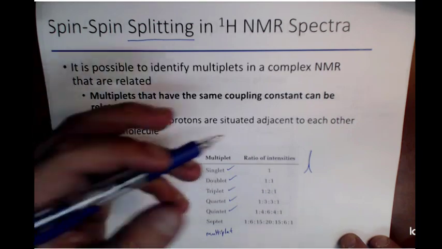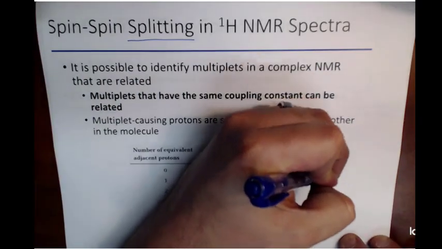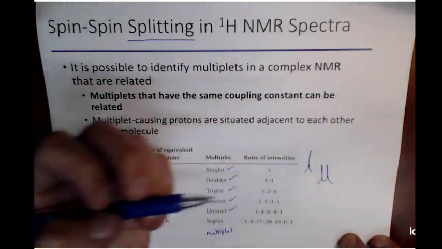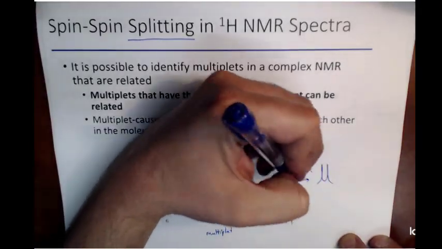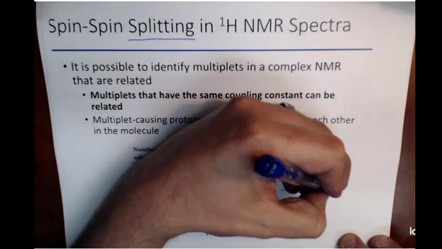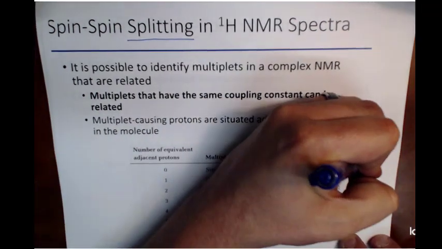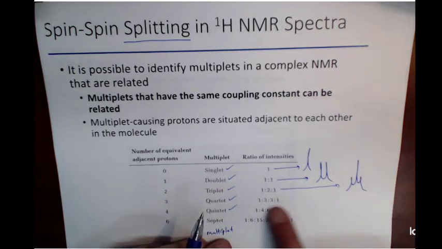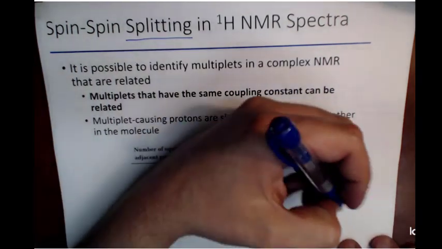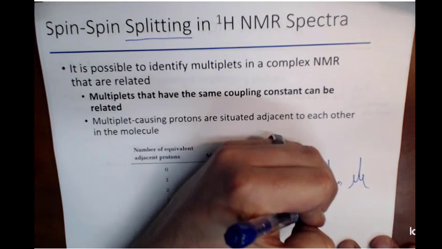A doublet is going to look more like this. All right, so two peaks right next to each other. A triplet, hang on, let me draw an arrow. And then a triplet is going to look something like this. Okay, so you see 1, 2, 3. Quartet, quintet, so on and so forth. So looking at what a quartet could look like.